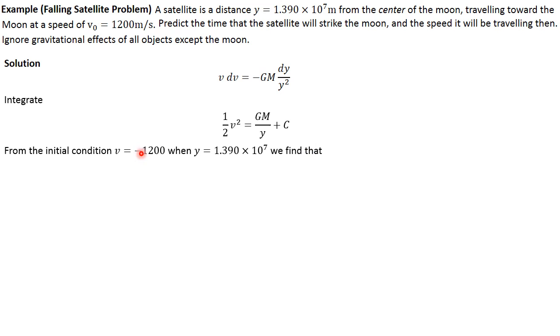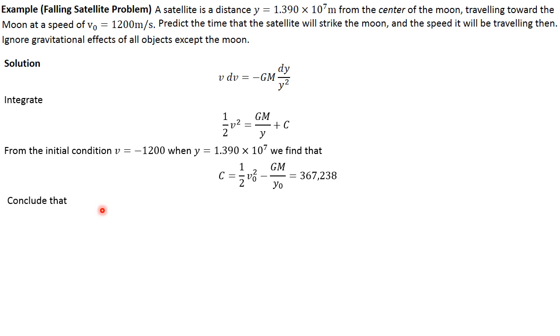And now we use our initial conditions. Recall that the satellite was traveling toward the moon at 1,200 meters per second at time 0. Since we're not talking about time here, the velocity was 1,200 meters per second when the satellite was at this height. So our initial condition is really v equals negative 1,200 when y equals the initial y value. So we can plug these numbers in for y and v to figure out what C is. And noting that v naught is 1,200, capital G is the gravitational constant, capital M is the mass of the moon, y naught is the initial height from the center of the moon, I plugged all those numbers in and I got this number for C.